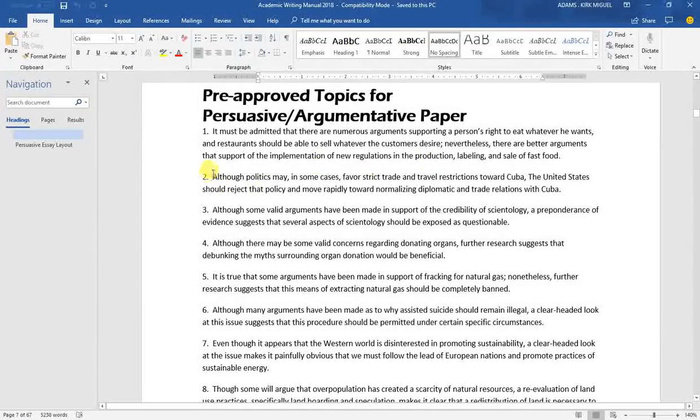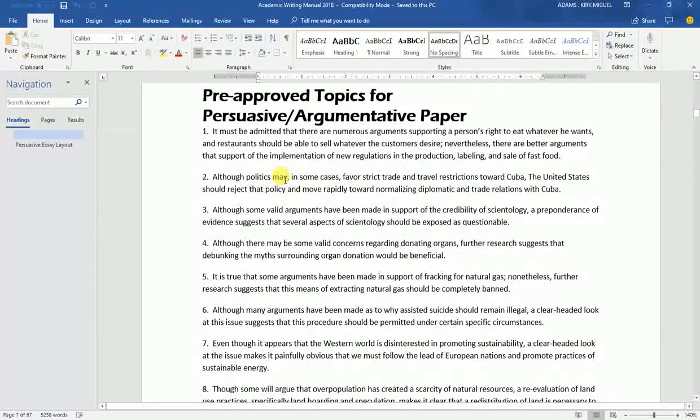So what does number 2 say? Well, we're going to have an opposite side, and then the second half is going to be the author's argument after this comma here. Although politics may in some cases favor strict trade and travel restrictions toward Cuba, the United States should reject that policy and move rapidly toward normalizing diplomatic and trade relations with Cuba.